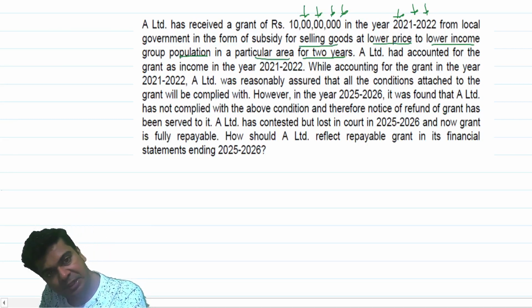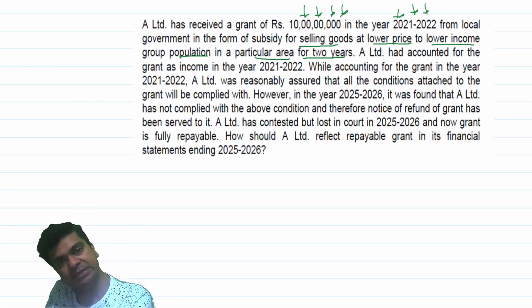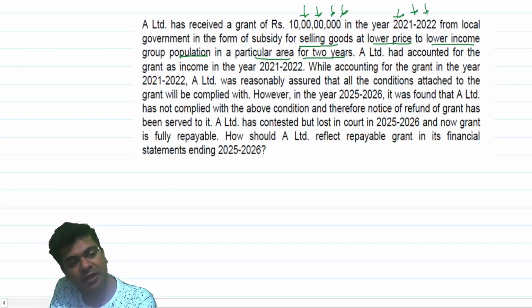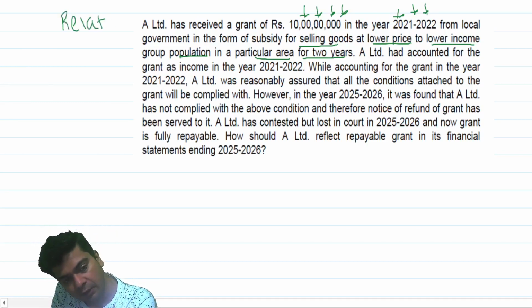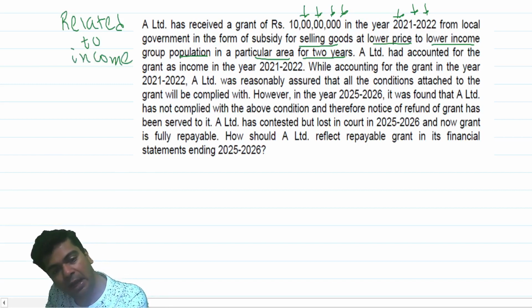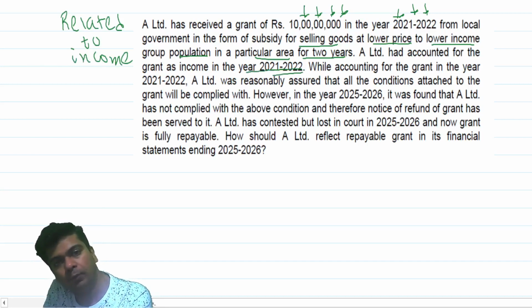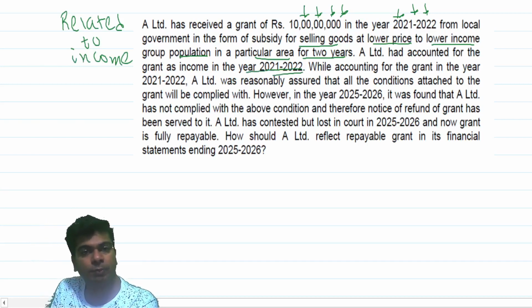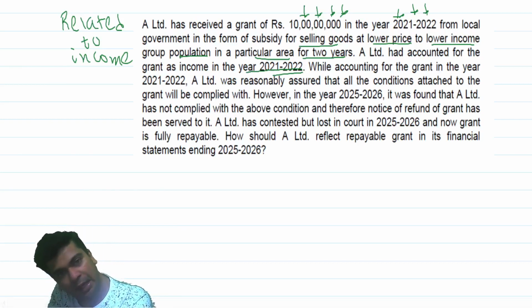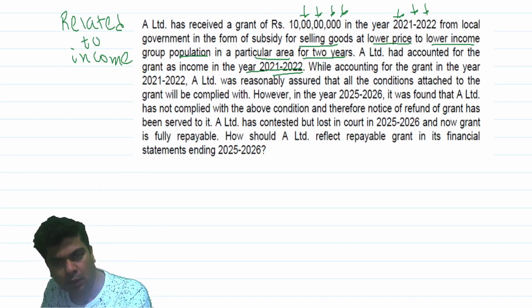By reading this much, it is becoming clear that this government grant is not relating to an asset. This is a government grant related to income. We are given a government grant which is related to income. Okay. A Limited had accounted for the grant as income in the year 2021-22. You received 10 crores of rupees and you are recognizing that as an income. That means you are crediting 10 crores to your P&L.